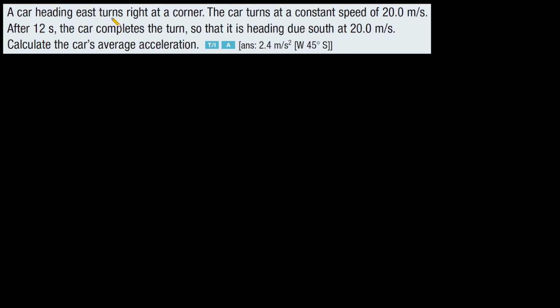Question. A car heading east turns right at a corner. The car turns at a constant speed of 20 meters per second. After 12 seconds, the car completes the turn so that it is heading due south at 20 meters per second. Calculate the car's average acceleration.